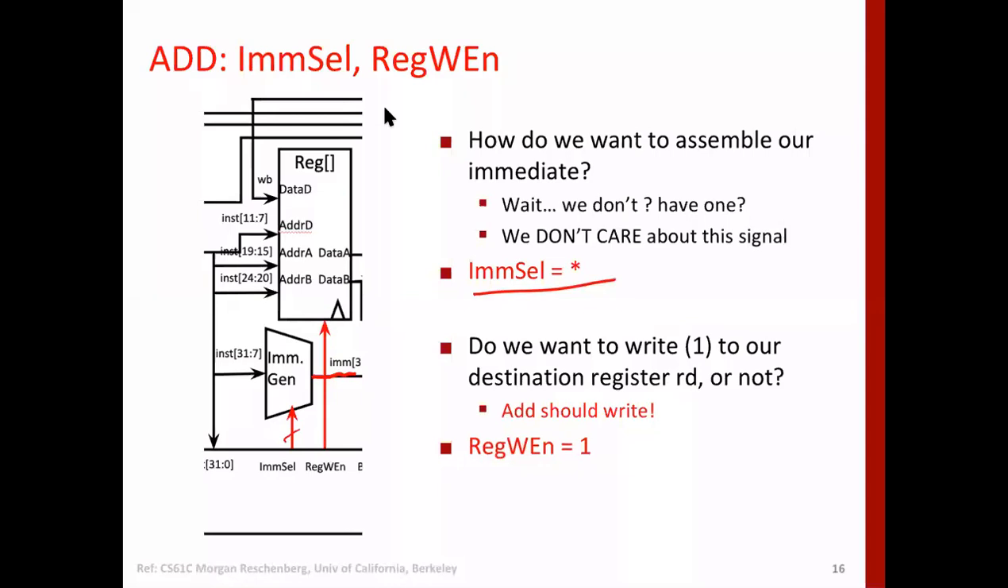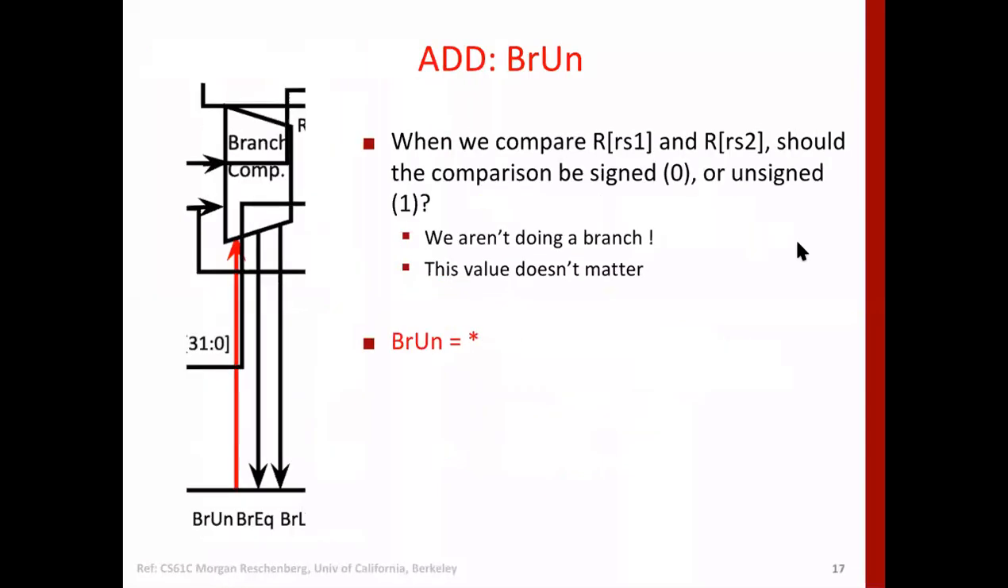Now here this is 1. Tell me why it is 1. Aditya: Because in the end, we have to write the added value to RD. Yes, very good. So at the end we have to write into the register. Hence it is 1. All right.